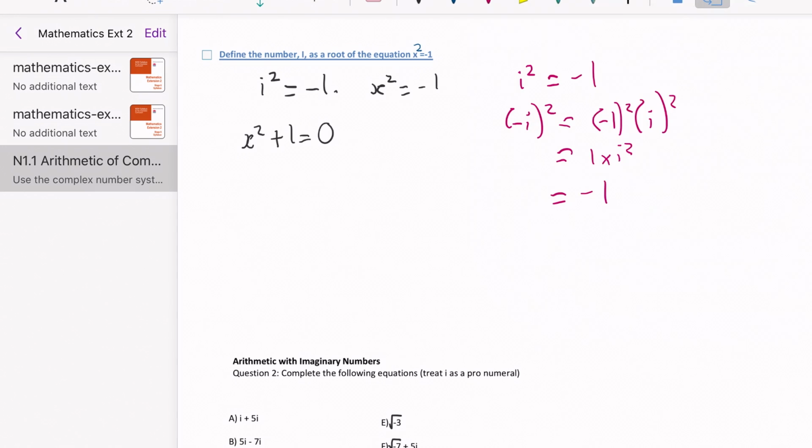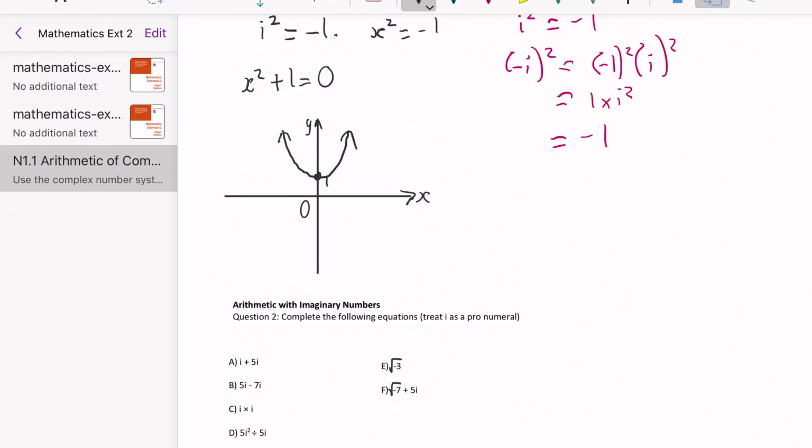But if we graph this, we will have the y-intercept at 1, and it will be a parabola, something like that. But notice how there is no x-intercept to this equation. Well, this is because there is no real solution to the equation x squared plus 1 equals 0. And since the Cartesian plane is purely real, we cannot graphically observe this imaginary solution.